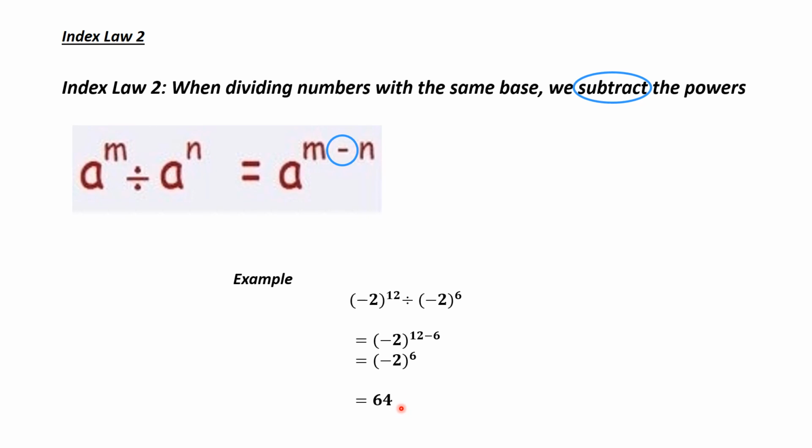positive 64. You have to make sure that if you're using a calculator to do a question like this where the base is negative, you have to put in the brackets in your calculator. Otherwise the calculator may not give you the correct sign for the answer. So always as a rule, put in your brackets around your negative base to avoid making any errors.